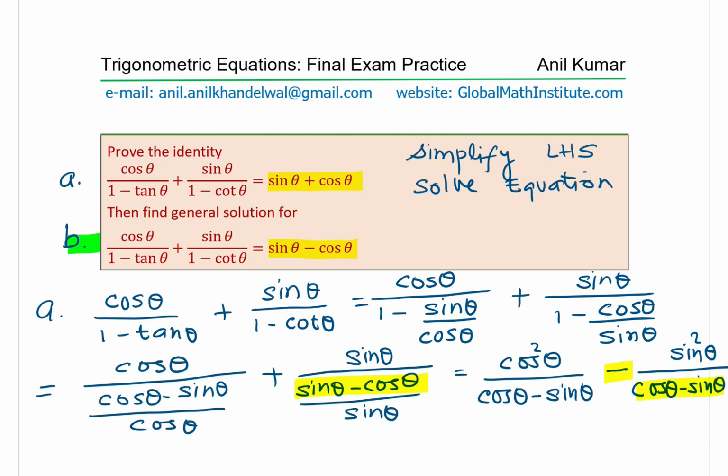So let me rewrite the numerator in a different ink since I'm going to have a little space here. So we have here cos square theta minus sine square theta.